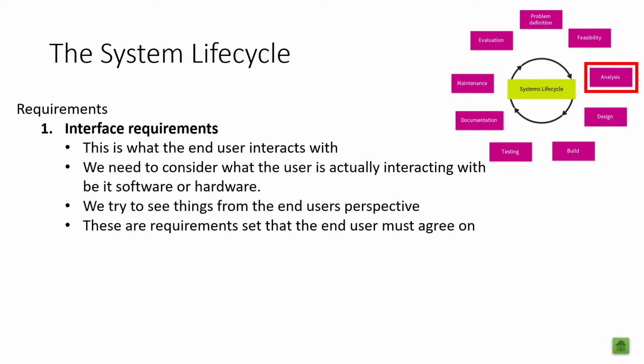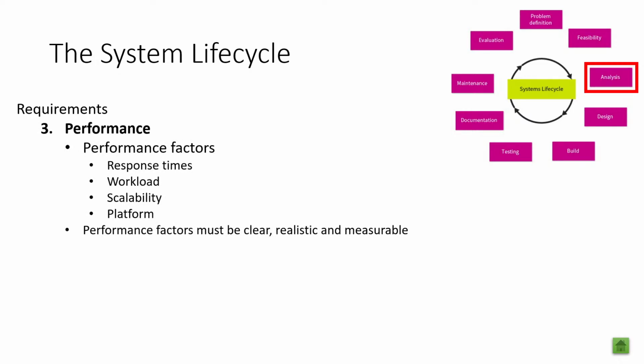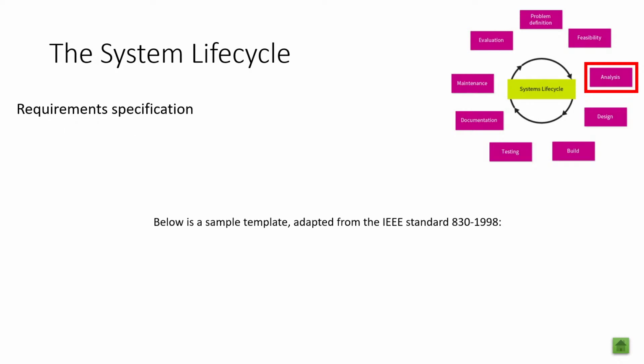Then we talk about requirements. So you've got your interface requirements, which is what the user should see. Functional requirements, so key features the software will have. And you've got performance requirements. So scalability is how big it can grow, expand or contract, what platform it's going to be used on, how many people can access it, database requests, number of that kind of thing.